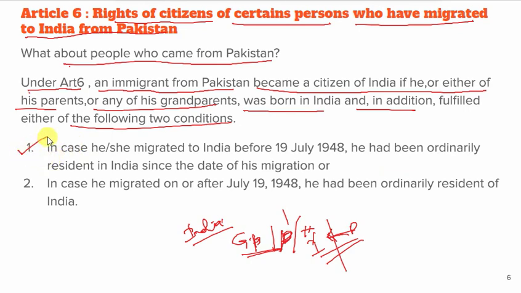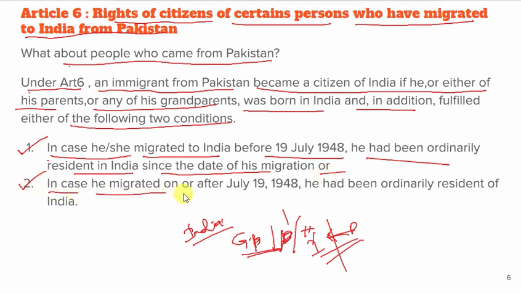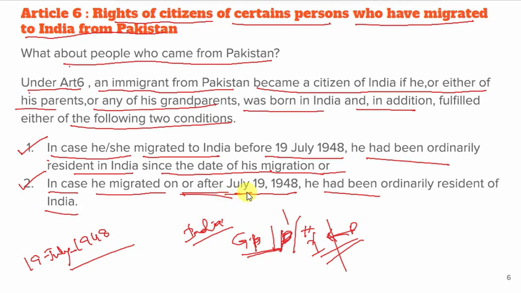First one, in case he or she migrated to India before 19 July 1948, he had been ordinarily resident in India since the date of his migration. Or the second one, in case he migrated on or after 19 July 1948, he had been ordinarily resident of India. So if he migrated before 19th July 1948, he can be taken as a resident since when he migrated, or even if he migrated after 1948, he can be considered.